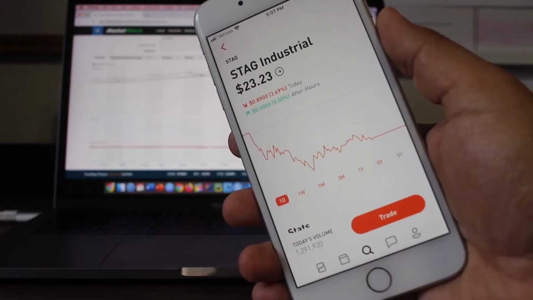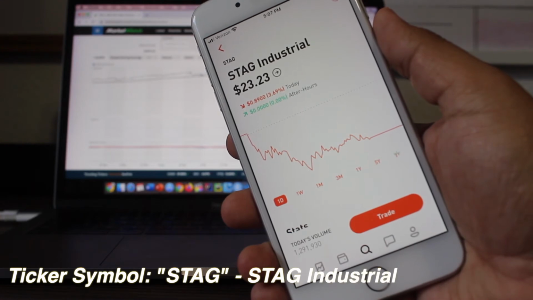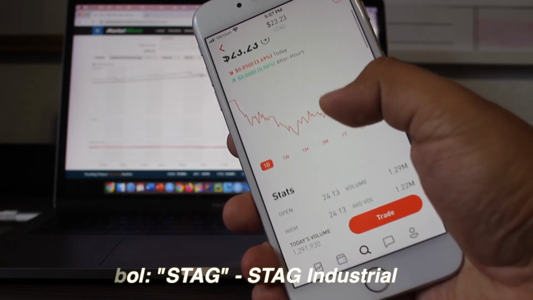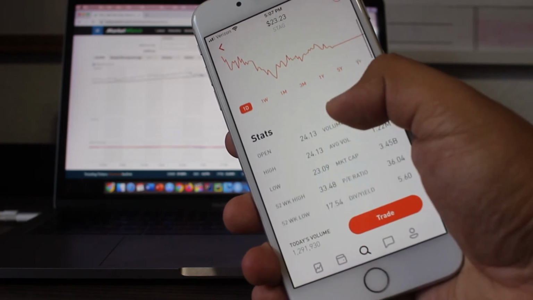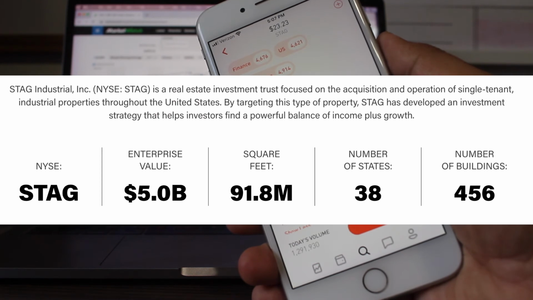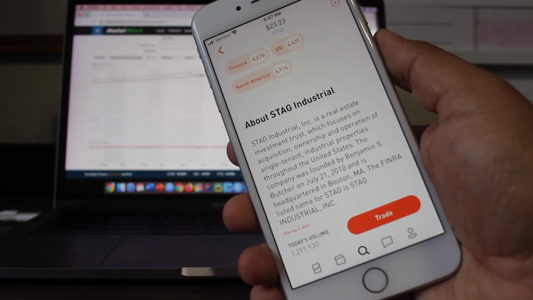Now let's go ahead and look at a second type of real estate investment trust, which is called Stag Industrial, and it is the symbol ticker STAG. Stag Industrial is a real estate investment trust which is focused on the acquisition and operation of industrial properties throughout the United States. And as we can see in this picture, the enterprise value is $5 billion, the square feet is 91.8 million. They have properties in over 38 states, and they have over 456 buildings. So this just shows you how diversified the portfolio can be, or how sector specific it can be within the real estate asset class.